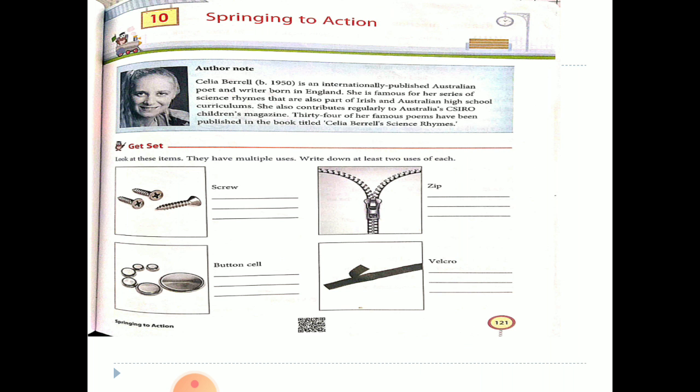She was born in the year 1950. She is an internationally published Australian poet and writer born in England. Yes, she is famous for her series of science rhymes that are also part of Irish and Australian high school curriculums. She also contributes regularly to Australia's CSIRO children's magazine. 34 of her famous poems have been published in the book titled Celia Berrill's Science Rhymes.